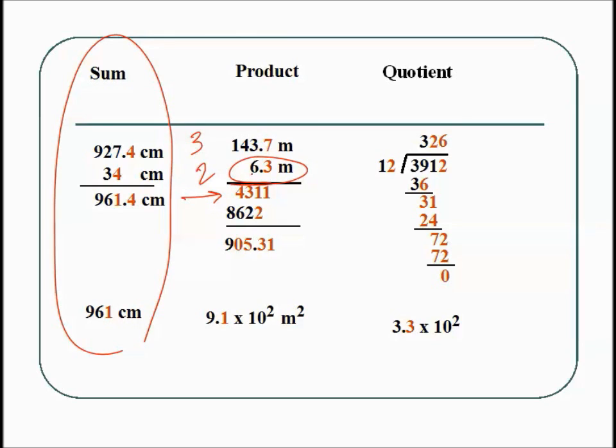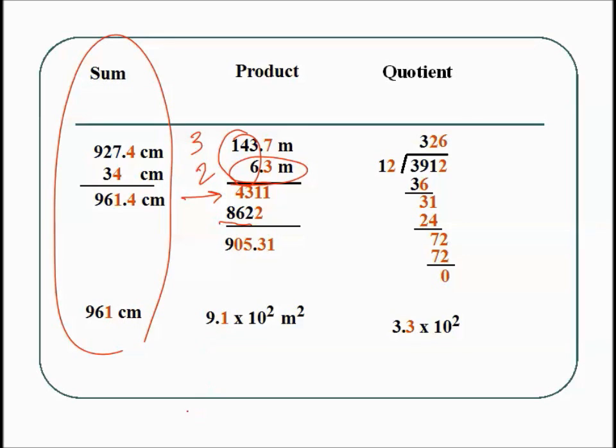Then I'll multiply 6 times 7 and I get 42. That's uncertain. But now I'm going to multiply 6 times 3, 6 times 4, and 6 times 1. These are all certain digits, and so the results are certain digits. And if I add these together, I come up with 905.31. That's an uncertain digit. Since I've added it together, this is an uncertain digit. And I've got my 9.